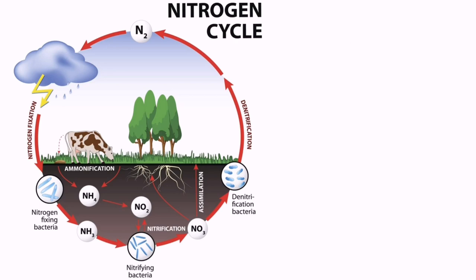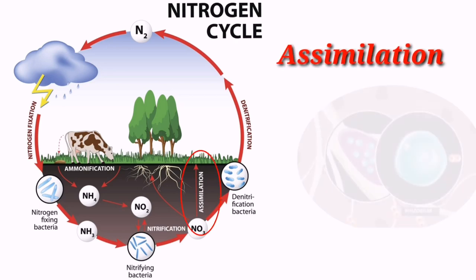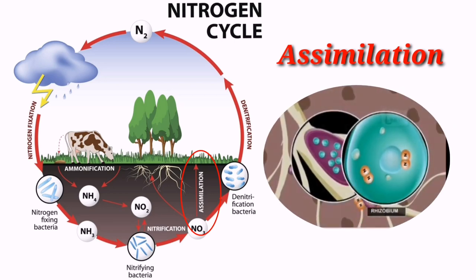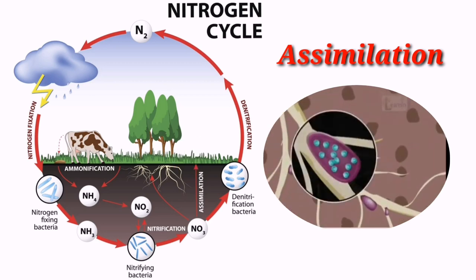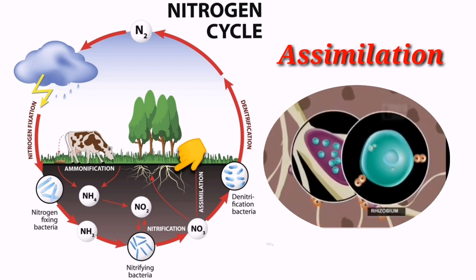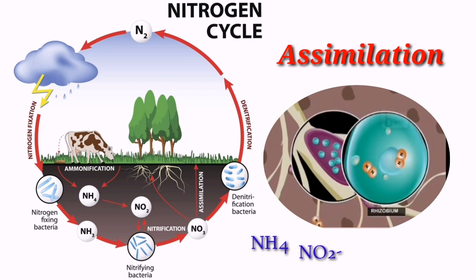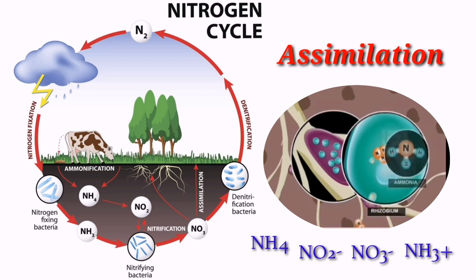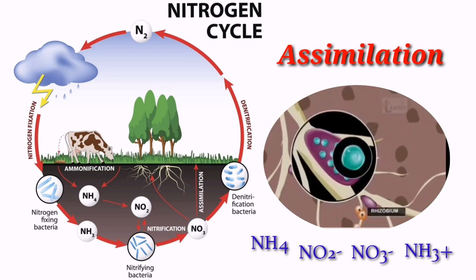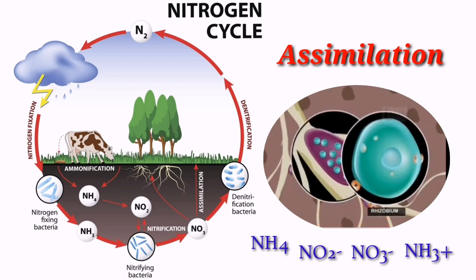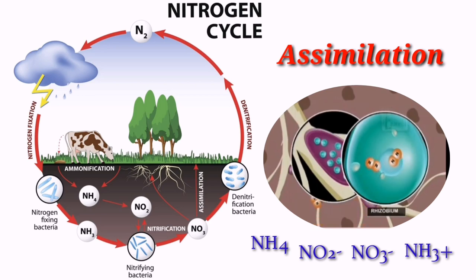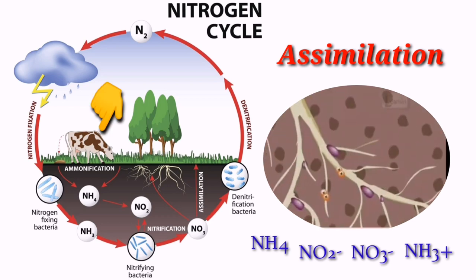The third step is assimilation, where primary producers like plants take in the nitrogen compounds from the soil with the help of their roots, which are available in the form of ammonia, nitrate ions, or ammonium ions, and are used in the formation of plant and animal proteins. This way, it enters the food web when the primary consumers eat the plants.